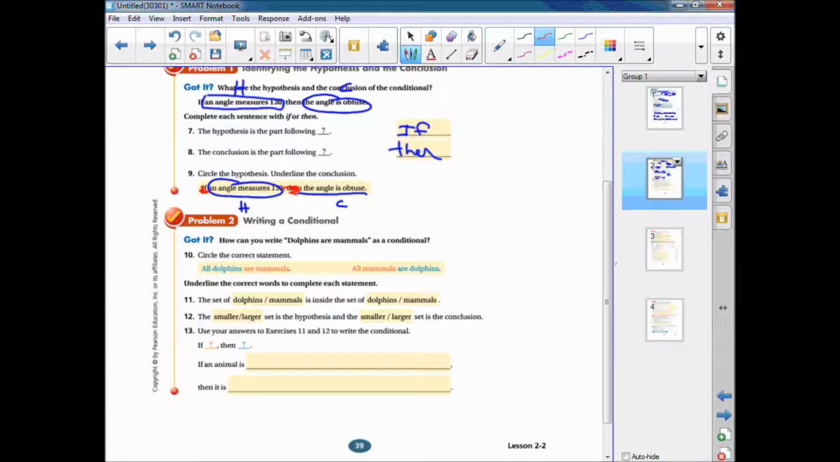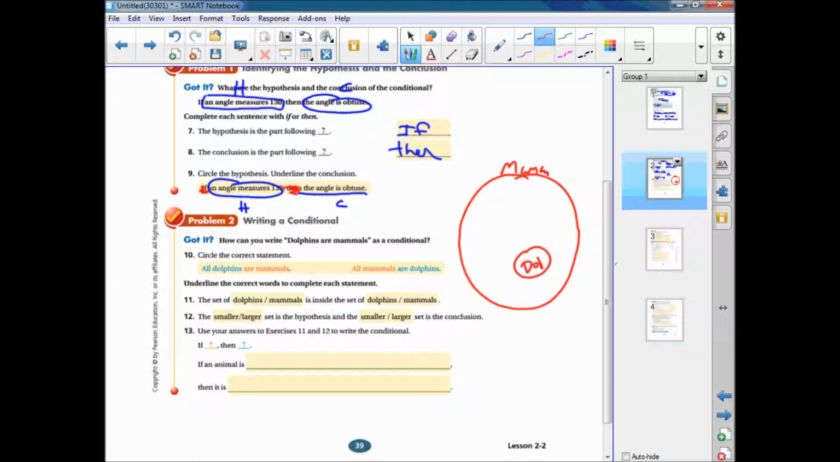All right. How can we rewrite dolphins are mammals as a conditional? So this is a little bit trickier. There's no if and then. The tip is to think about who's the hypothesis and who's the conclusion. So circle the correct statement. Are all dolphins mammals or are all mammals dolphins? So we need to think of who's the subset. So in this case, we're doing it like this. Here is the smaller set, this is dolphins. And in here is the big set.